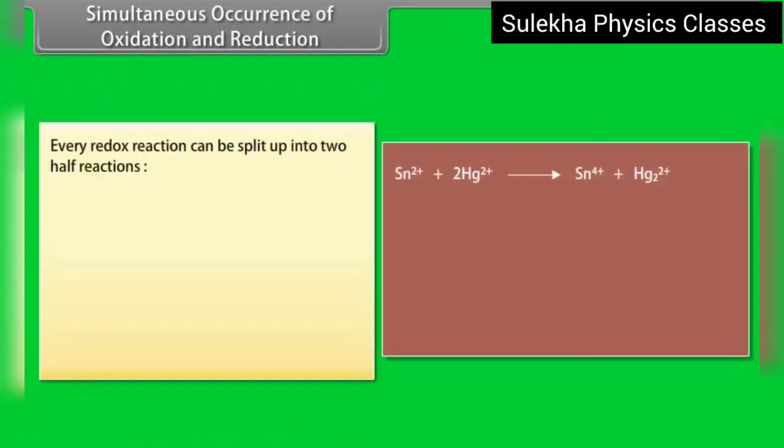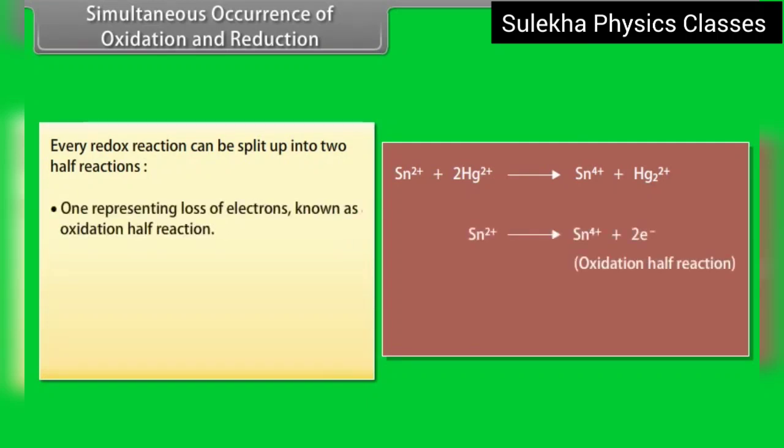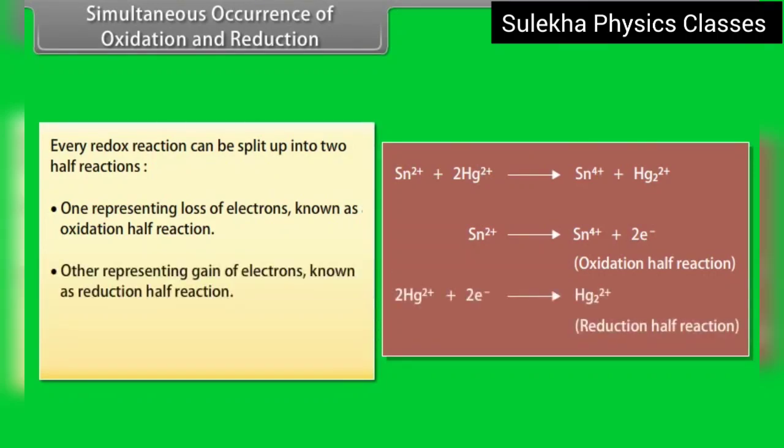Every redox reaction can be split up into two half reactions. One representing loss of electrons, known as oxidation half reaction. Other representing gain of electrons, known as reduction half reaction. The reaction can be split up into half reactions as Sn2+ gives rise to Sn4+ plus 2 electrons. This equation is the oxidation half reaction. And 2Hg2+ plus 2 electrons gives rise to Hg2 2+. This equation is the reduction half reaction.